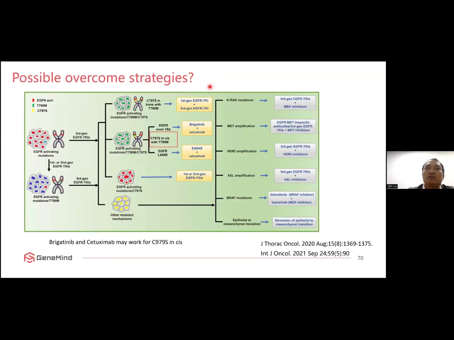And is there any possible strategy to overcome these mutations? For the G796S in cis with T790M, brigatinib and cetuximab may work, but for the other mutations, no targeted therapy is currently available.